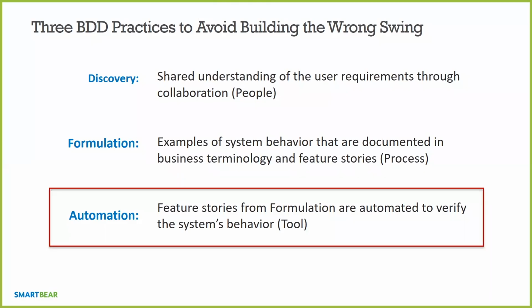So there are 3 important practices with BDD: discovery, formulation, and then automation. Discovery is that shared understanding of the user requirement through collaboration. Formulation is the examples of system behavior. So you're taking those user requirements, the features that people want, and turning them into feature stories based off of simple language that anyone can understand. A business analyst at the beginning can understand, a developer can understand, and then a tester can understand. And then automation is taking those feature stories that you've created in formulation and turning them into test cases.